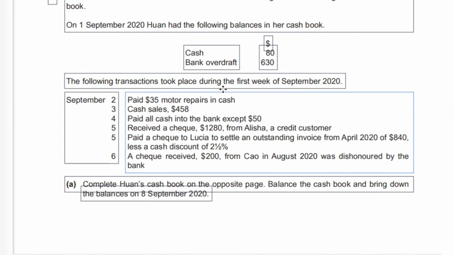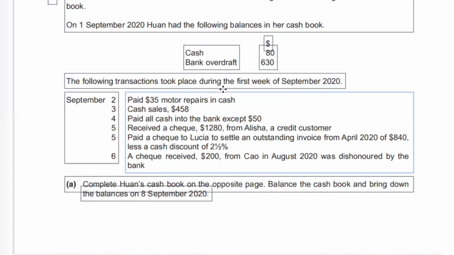Then we'll write paid 35 motor repairs in cash. That means we had paid motor repair expense in cash. So the entry would be motor repairs debit and cash credit. So cash is reducing, so we'll write it on the credit side under the cash column, 35. Cash sales 458. That means cash debit, sales credit. So cash is increased, so we'll write on the debit side under the cash column, 458.